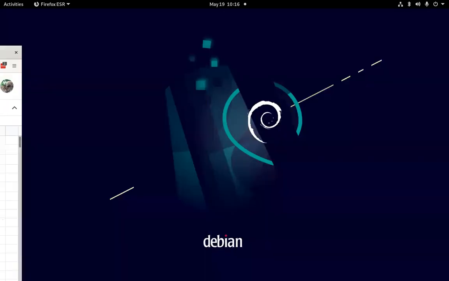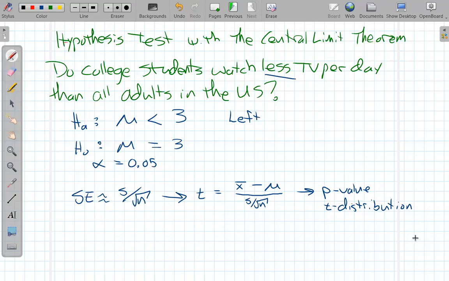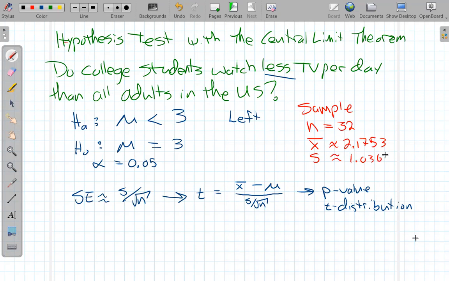All right, let's summarize this here in our notes. Make the right decision. So what do we got? Actually, let's write down all of the sample data. So from the sample, we have n is 32. We have the sample mean is about 2.1753. Sample standard deviation is about 1.0367. And those are both hours per day of TV. And that's for the sample.